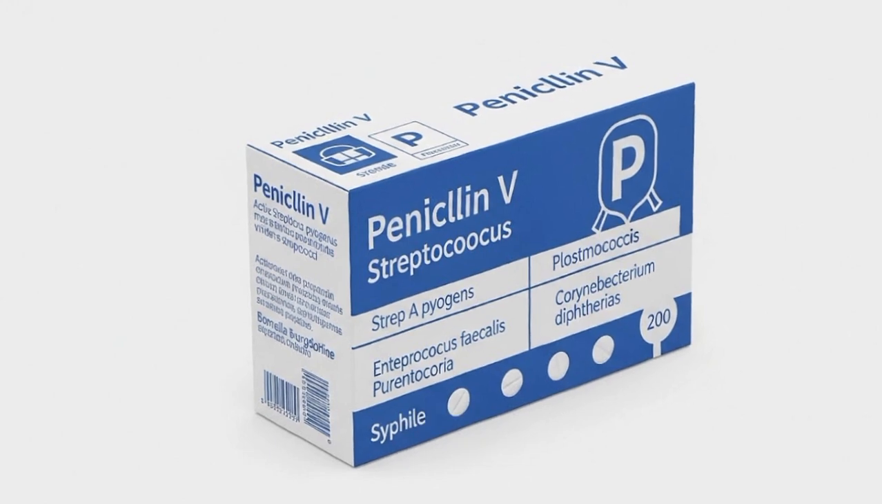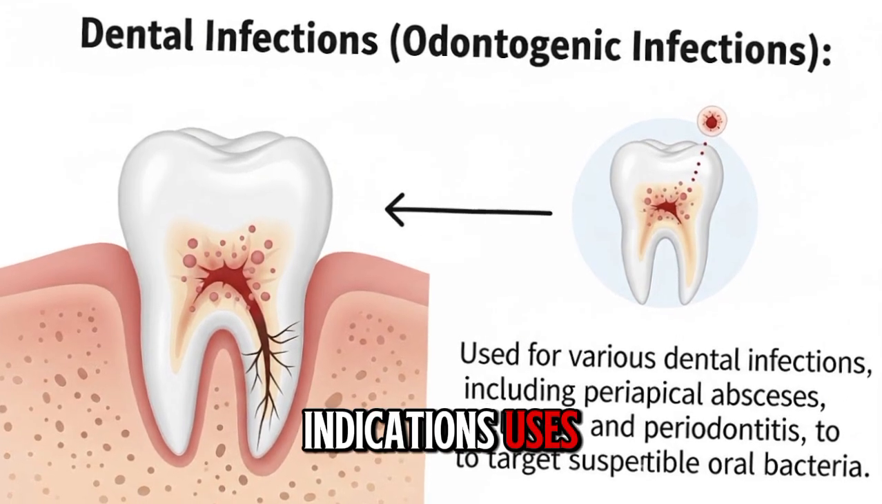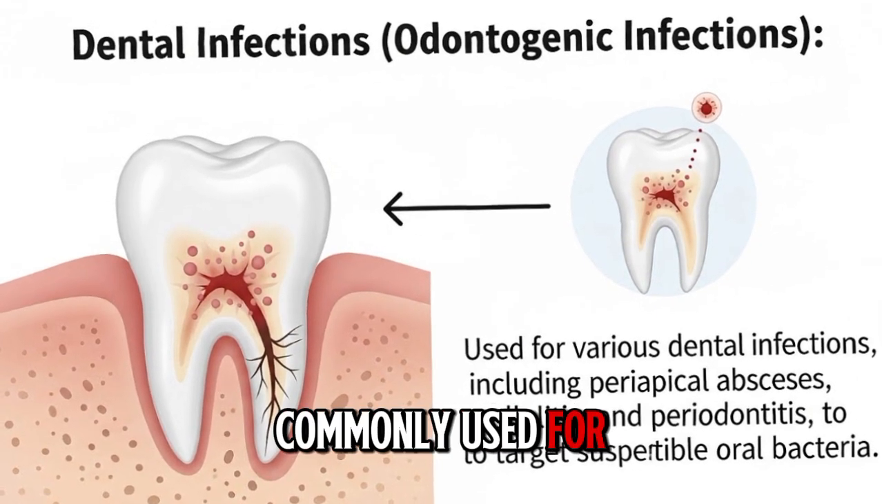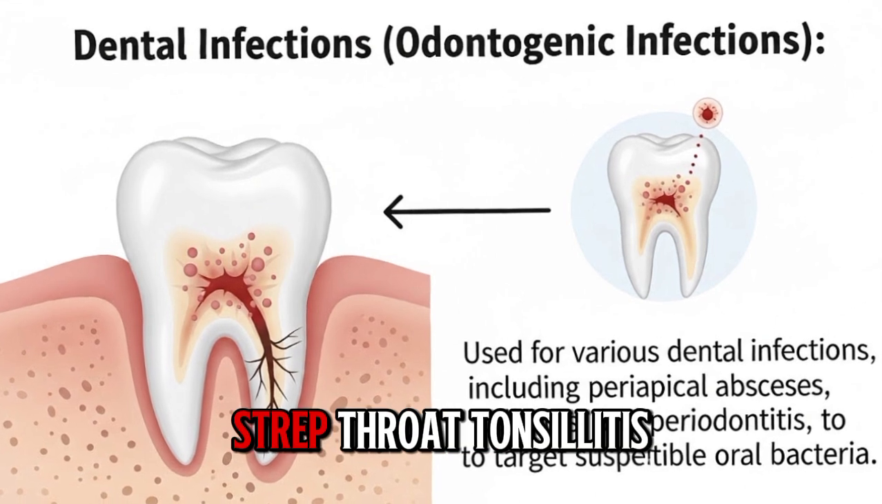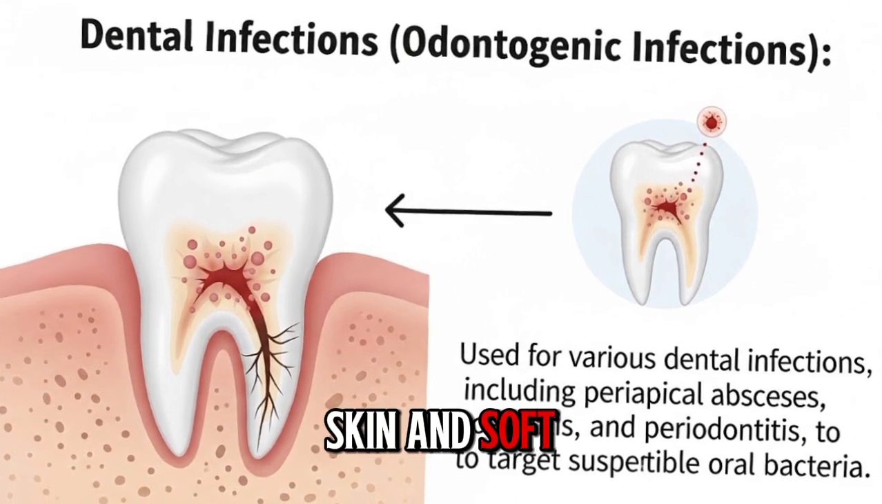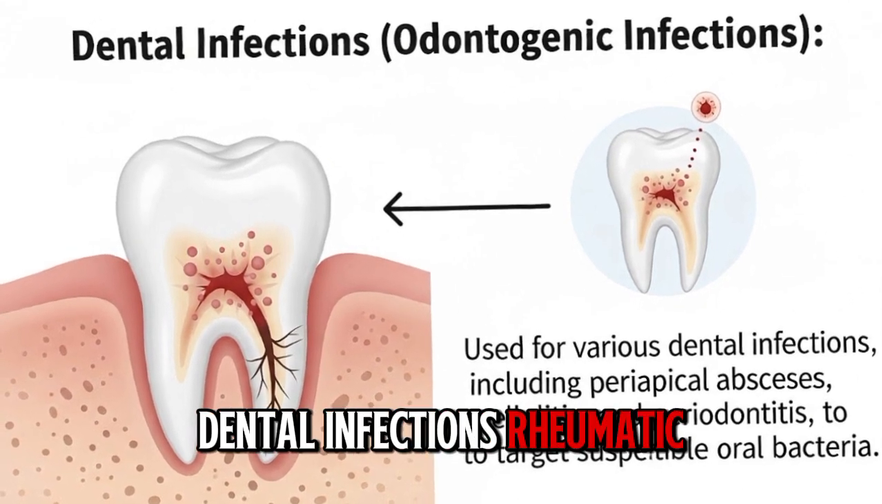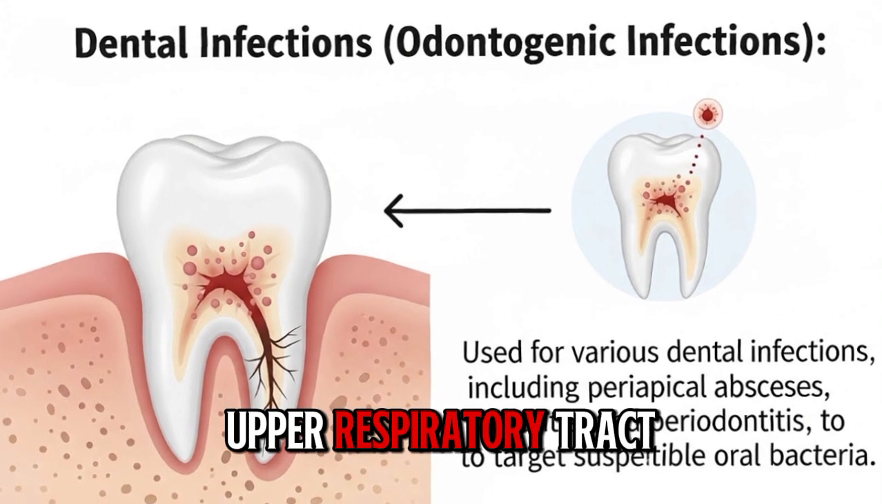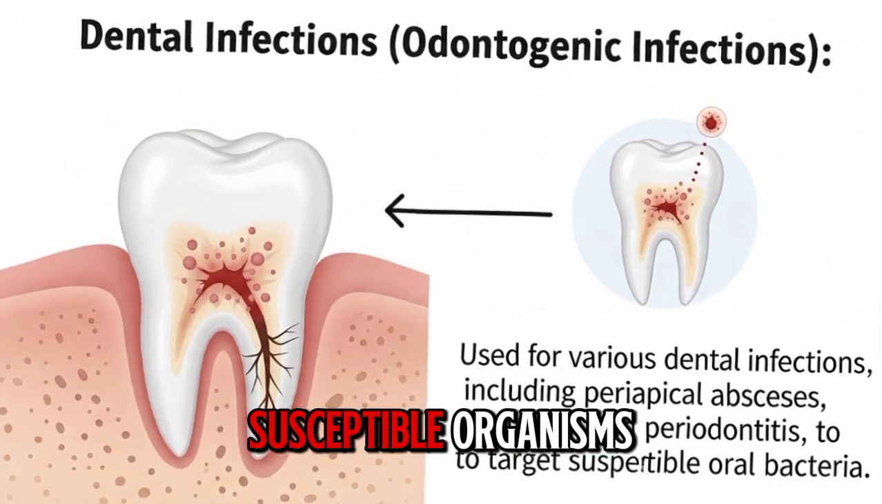Point 4. Indications. Uses. Penicillin V is commonly used for streptococcal pharyngitis, strep throat, tonsillitis, skin and soft tissue infections, dental infections, rheumatic fever prophylaxis, and mild upper respiratory tract infections caused by susceptible organisms.